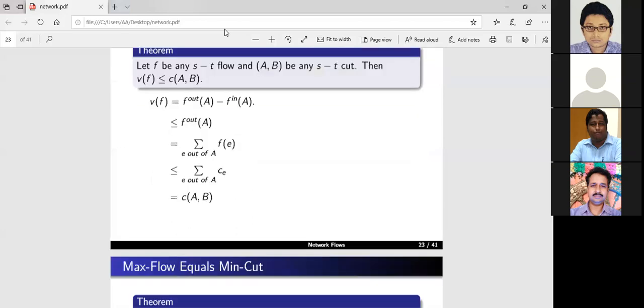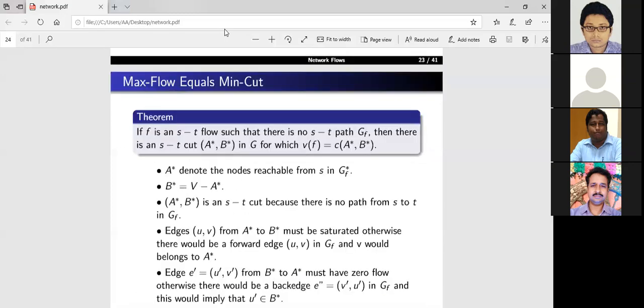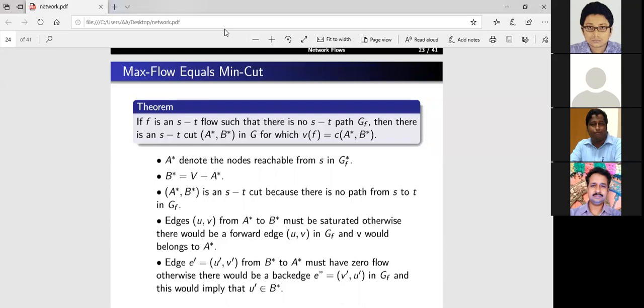This theorem: if F is an ST flow such that there is no ST path, then there is an ST cut AB for which value of flow is equal to capacity of the cut. So let's go into the proof. What we will show is that if there is no augmenting path across ST, then you can find a cut such that the value of the flow is equal to the capacity of that cut.